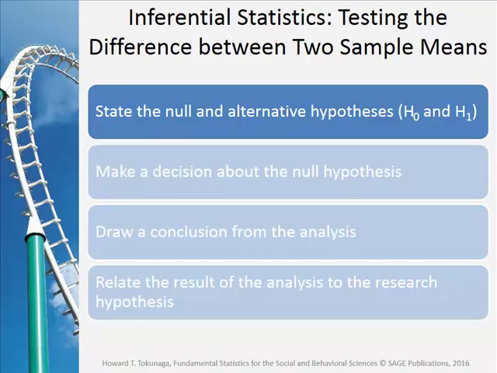So if we work the steps. First step, state the null and alternative hypotheses. So our null hypothesis is there's no difference between having an intruder and no intruder and the amount of time that it takes to leave a parking spot. The alternative hypothesis is that the presence of an intruder changes the amount of time.